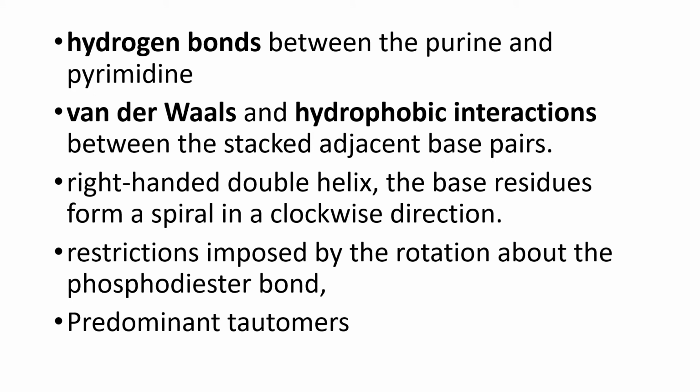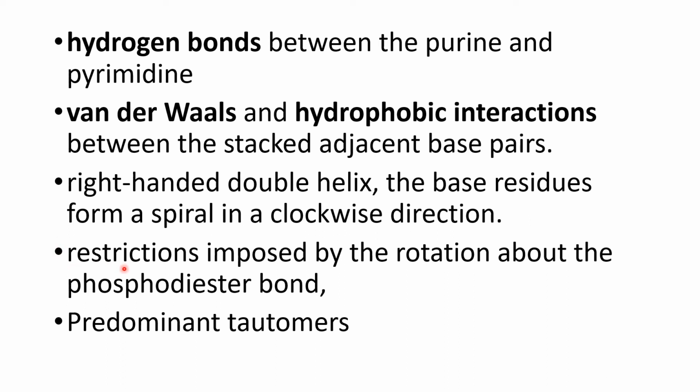Another model was proposed by Watson and Crick. This model shows that there are hydrogen bonds between the purine and pyrimidine. Along with this hydrogen bonding, there are van der Waals as well as hydrophobic interactions between the stacked adjacent base pairs. It is a helical structure, a right-handed helix, and the base residues are formed in a spiral in the clockwise direction.